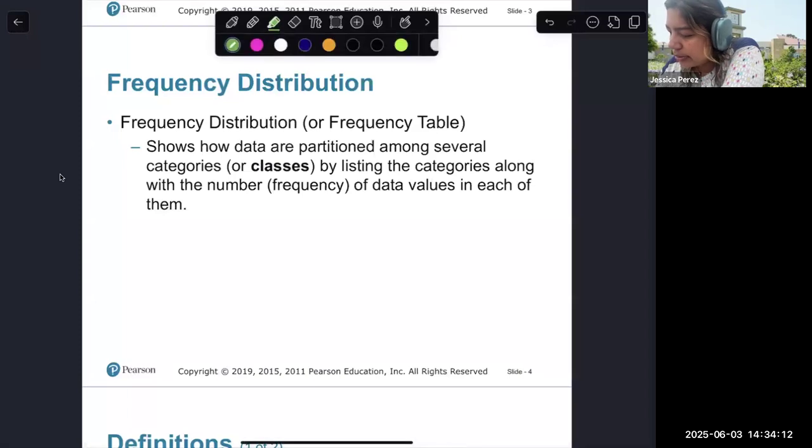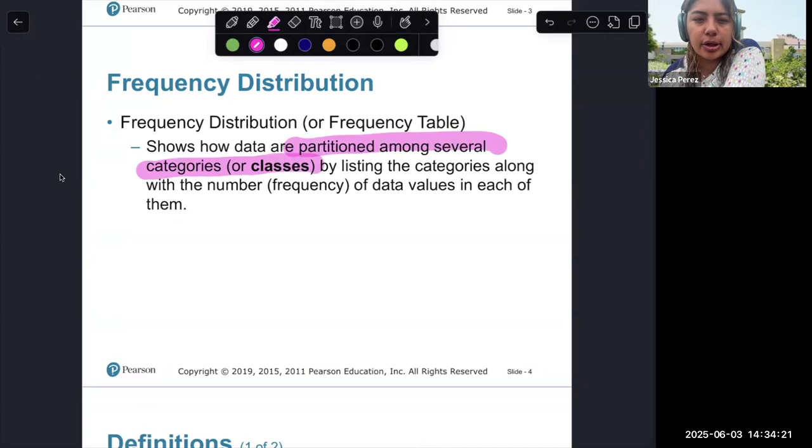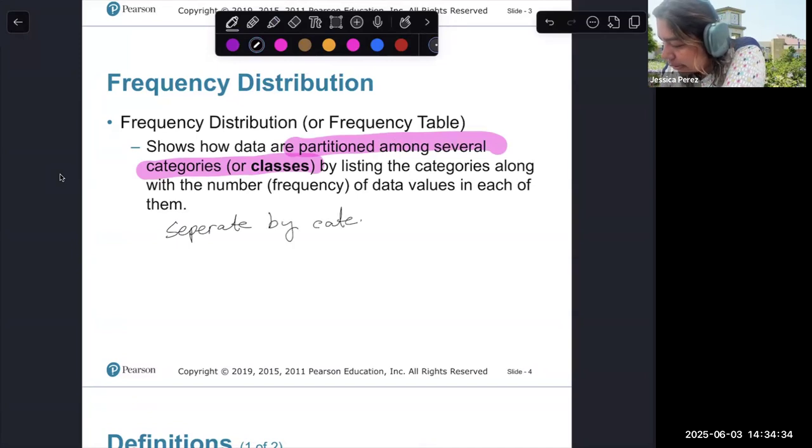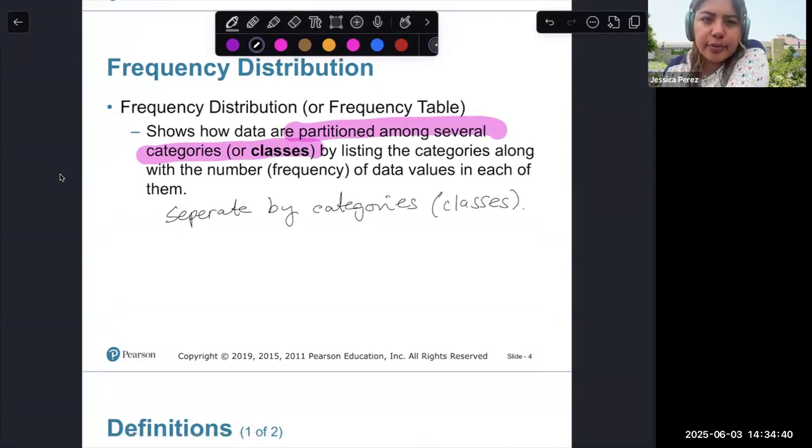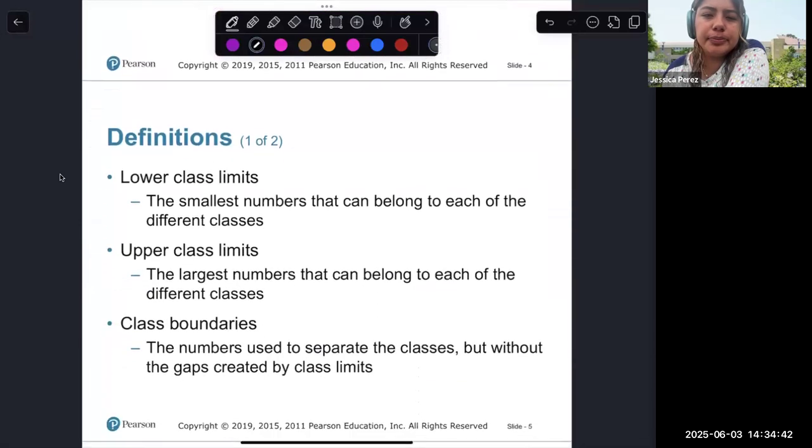It shows the data partitioned among several categories or classes. They're separated by class by listing the categories along with the number of frequency of data values in each of them. So for example, if I have data, I'm able to separate it by categories, and these are defined as the classes when you have a frequency distribution.